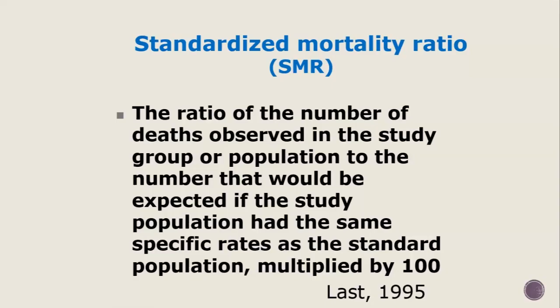Whereas in cohort studies or follow-up studies, when we look at relative risk, the measure of association, if there's none, is 1, and the same thing for the odds ratio. But in the case of the SMR, we multiply by 100.